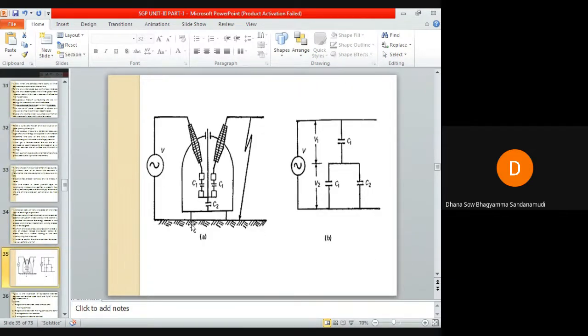This figure illustrates the capacitance between contacts. Let us assume the capacitance between moving and fixed contact is C1, and the capacitance between the moving contact and the earth is C2. The voltage across the first contact is V1, and the voltage across the second contact is V2. Let us assume some short circuit has occurred here, so the fault current is some I.